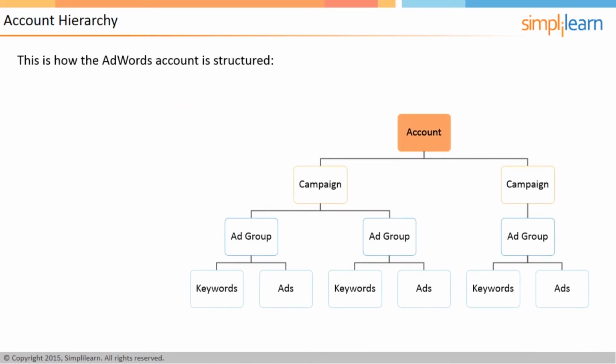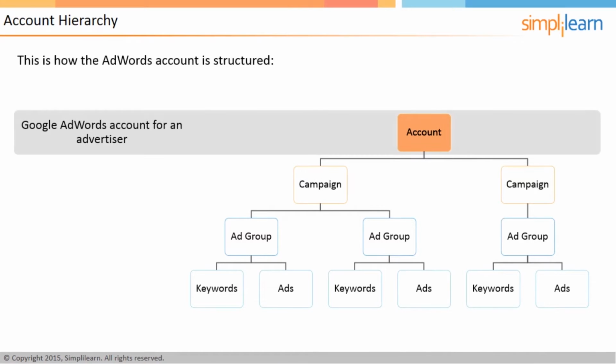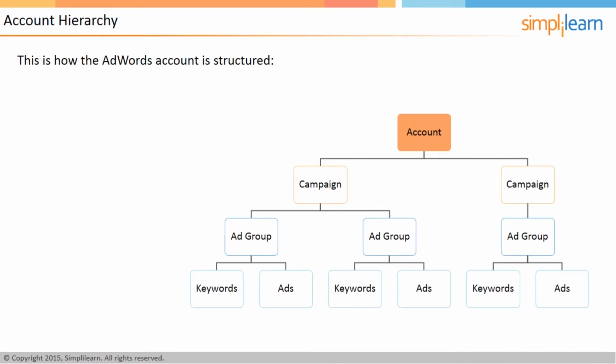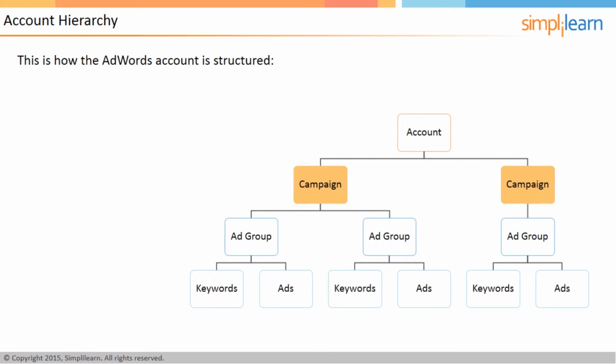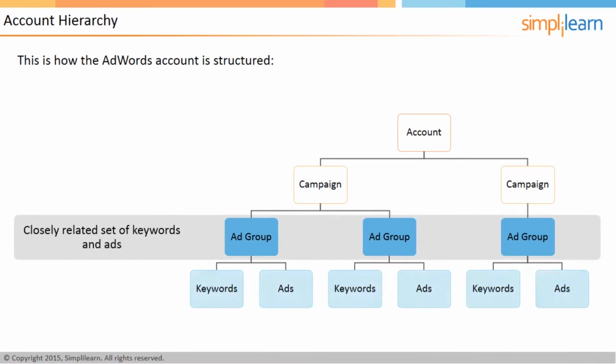At the top level, you have an account. An account is for an advertiser. Now, an account can be comprised of one or more campaigns. Your major targeting options are set at the campaign level, and we'll look at each of these settings more in depth in a moment. Now, a campaign can contain one or more ad groups. An ad group is a closely related set of keywords and ads.